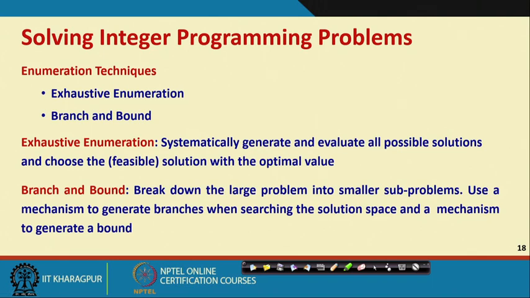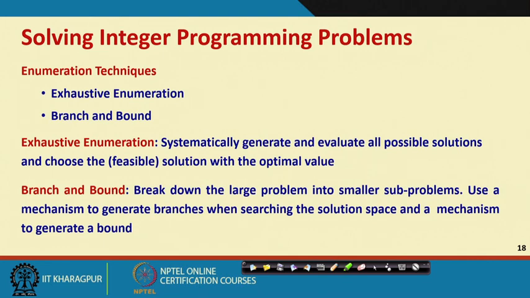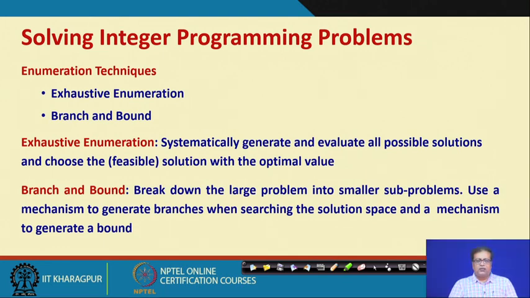In enumeration techniques, we systematically generate and evaluate all possible solutions, and choose the feasible solution with the optimal value. Obviously, out of many feasible solutions, the one that gives us the best value will be our optimal solution. That is how we do exhaustive enumeration. We look at all possible solutions.